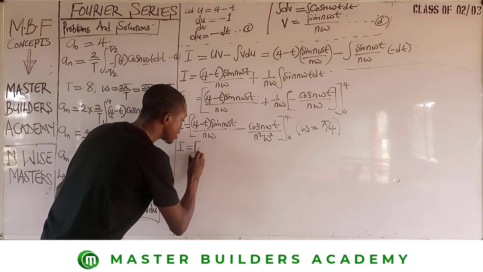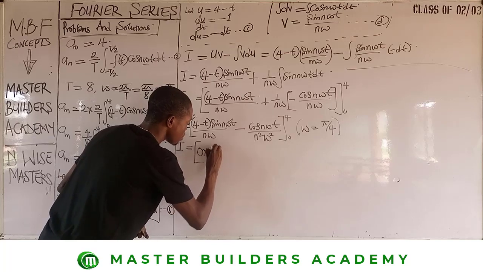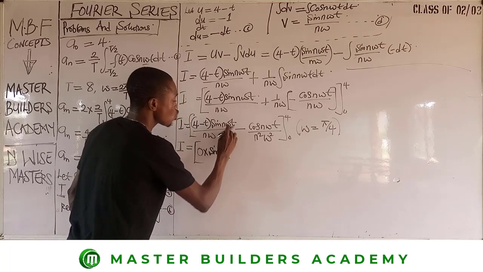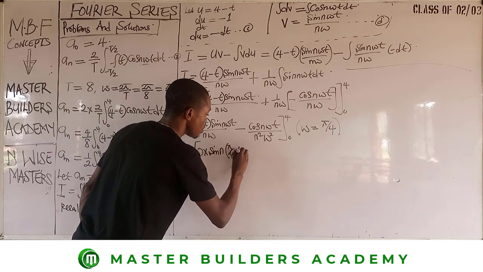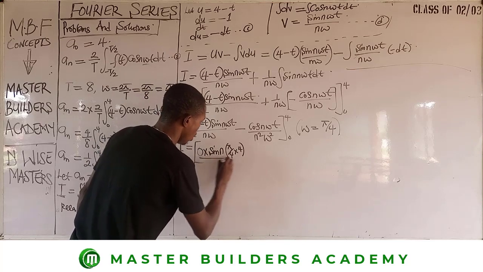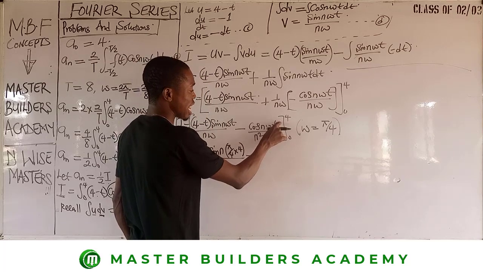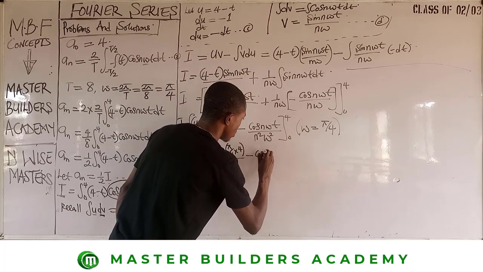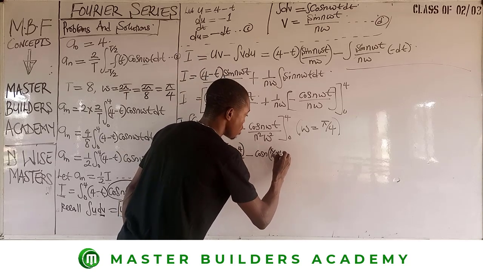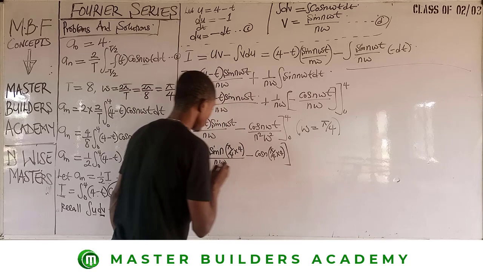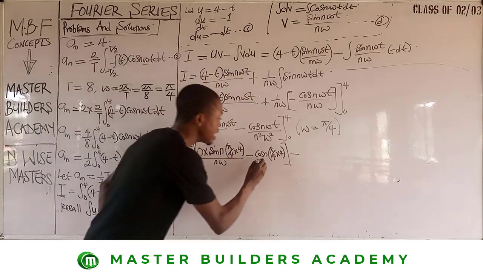So automatically everything here becomes 0 times 0, then multiplied by sine n. What is omega? Pi over 4. Multiplied by what is t? 4. All over n omega. Then minus. When we put t here again, now we'll have this as cos n pi over 4 multiplied by t, which is 4.